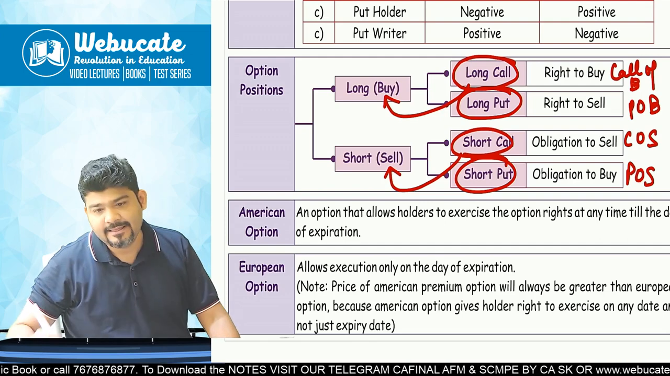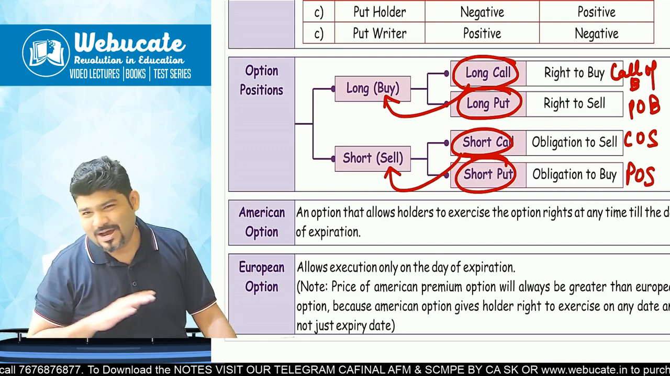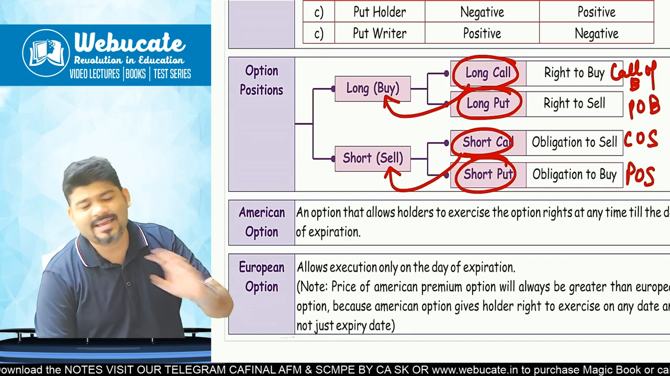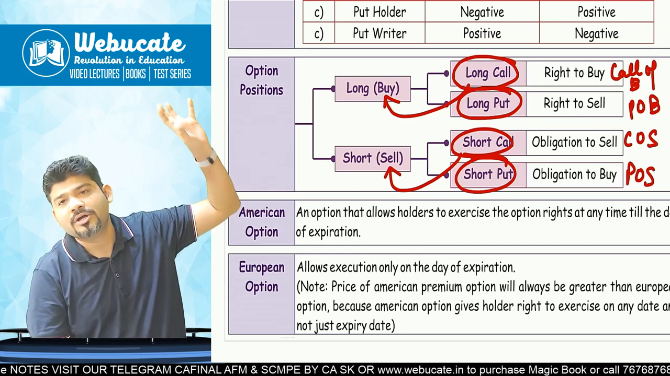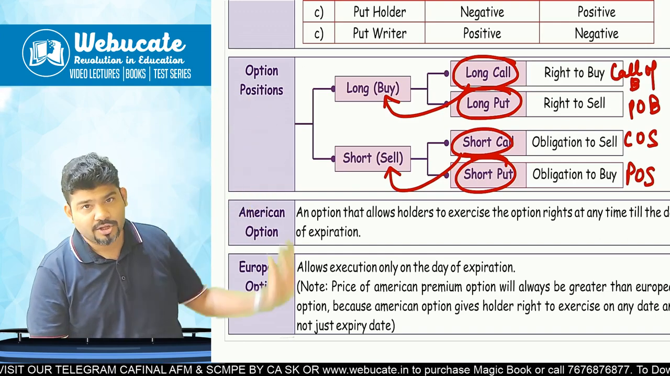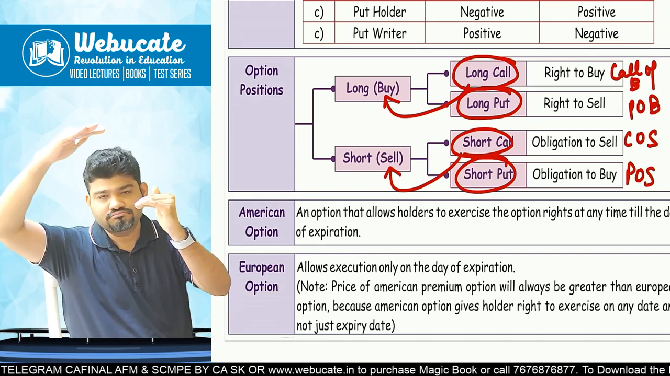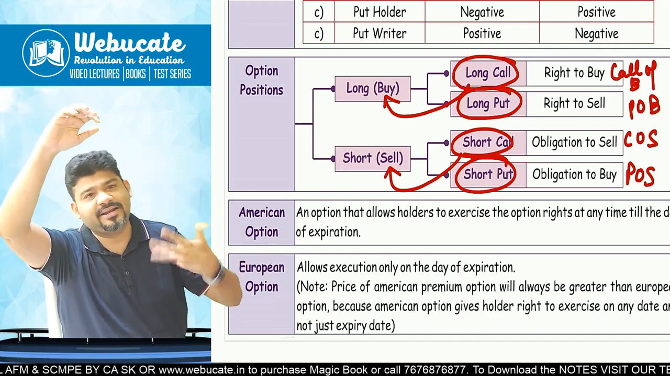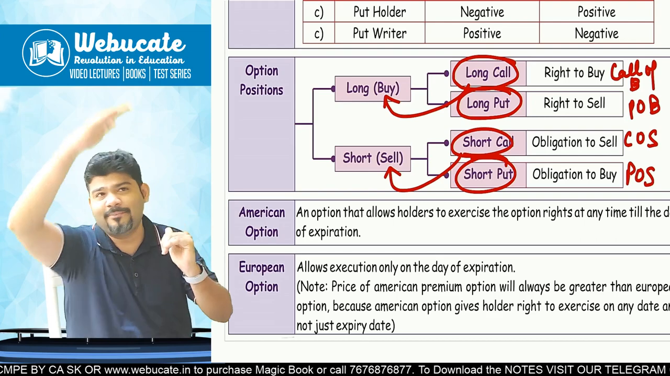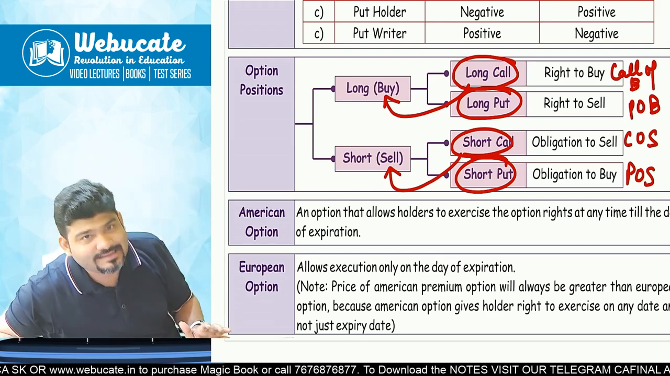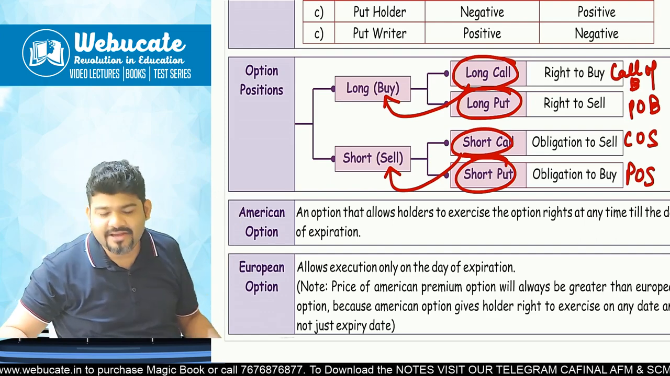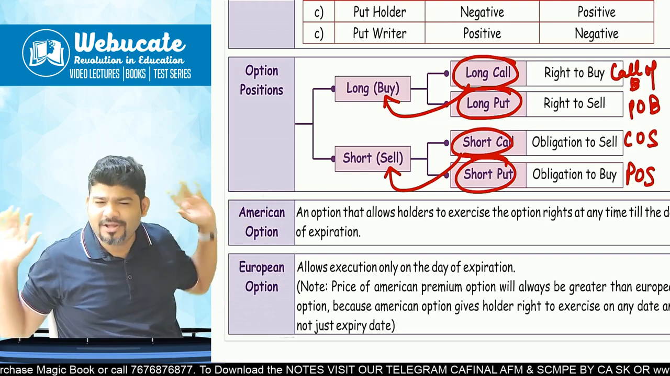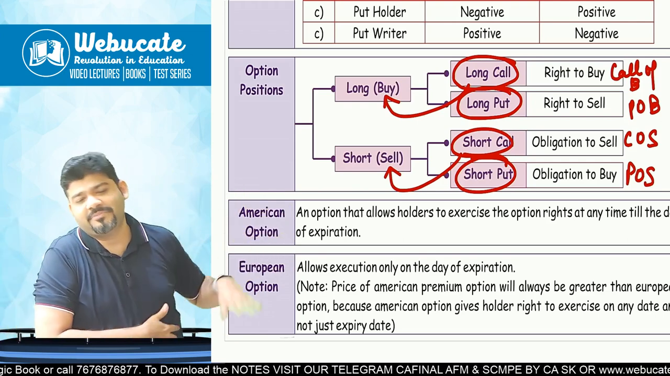Then we have the American option and the European option. Nowadays, everywhere the American option works. What is it? It means that till the date of expiry, I can exercise my right whenever I want to. In 3 months, whenever I want, I can exercise the right. If you thought the market would rise, you took the call option, but the market didn't rise at all. It always went down for 3 months. Then what will happen on the expiry? I will have to bear the loss of the premium because it's a right, so I will not exercise it.